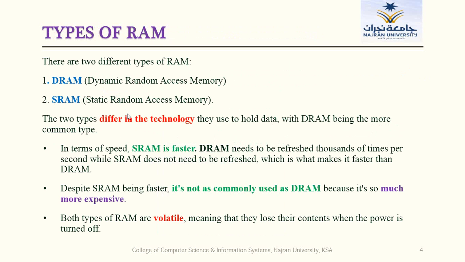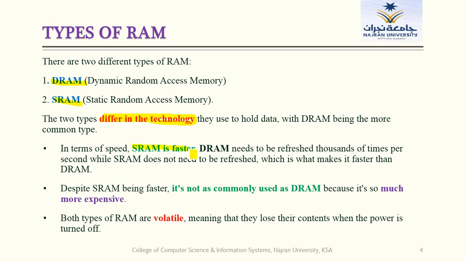Then we have seen the types of RAM, and we have two main types that we already discussed, the DRAM and SRAM. DRAM means dynamic random access memory and then static random access memory. We also have seen that these types of RAM differ in technology because the purpose of the RAM is to hold the data, to store data. So they have different techniques to store the data. And then we have seen some main differences between SRAM and DRAM.